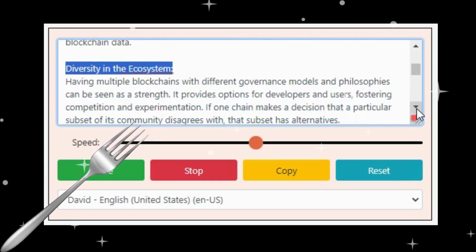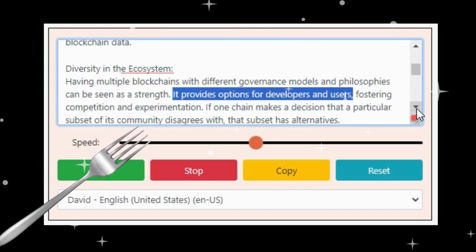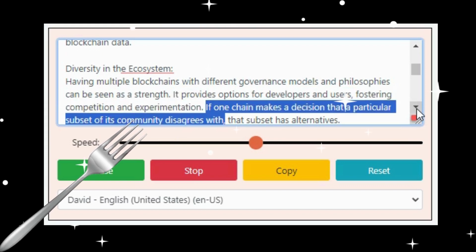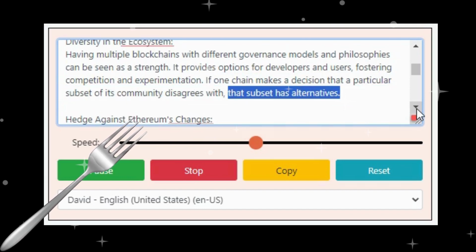Diversity in the ecosystem. Having multiple blockchains with different governance models and philosophies can be seen as a strength. It provides options for developers and users, fostering competition and experimentation. If one chain makes a decision that a particular subset of its community disagrees with, that subset has alternatives.